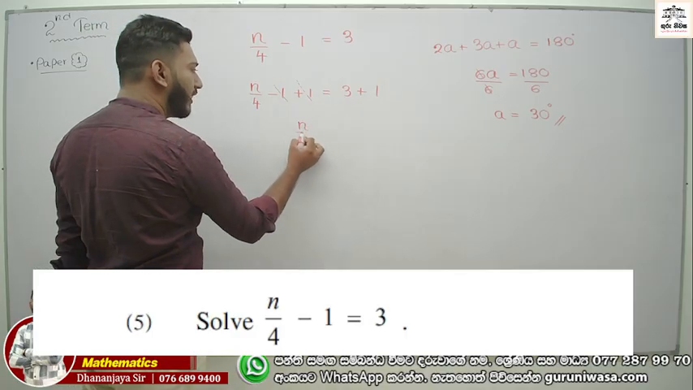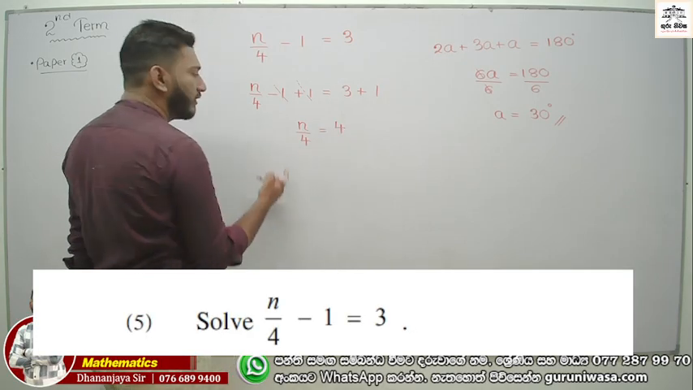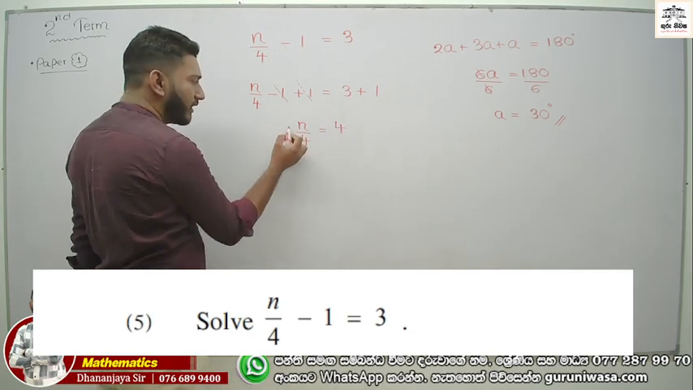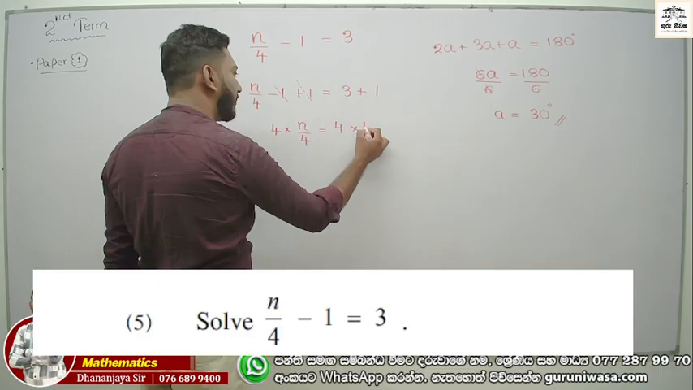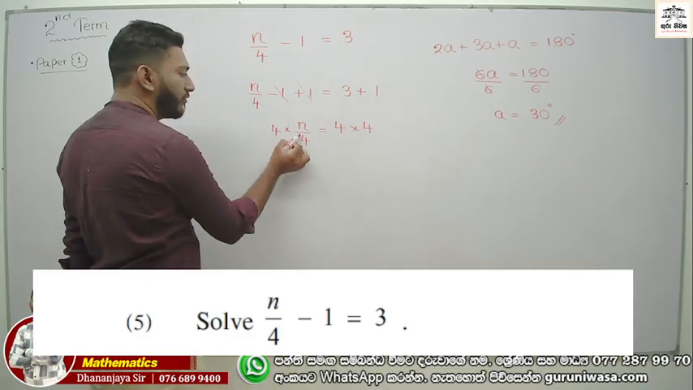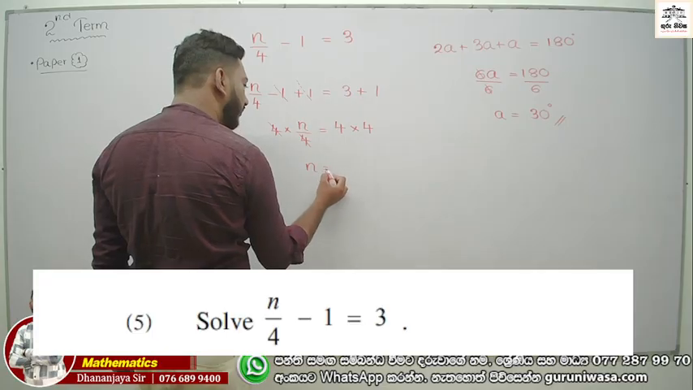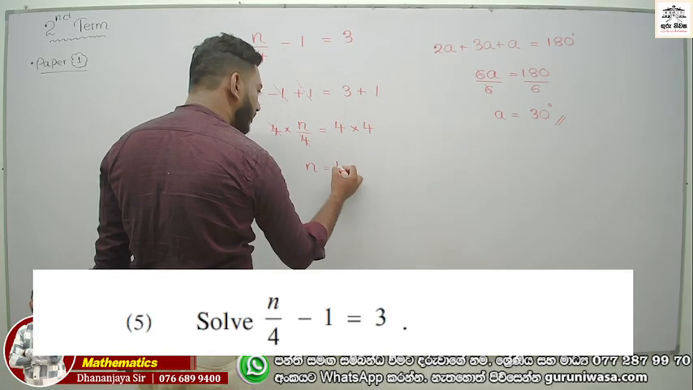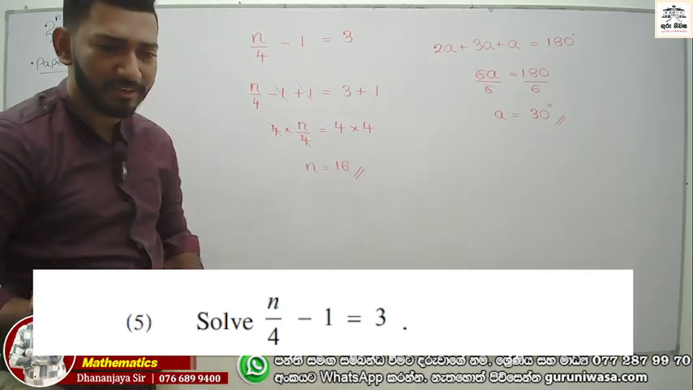Now n divided by 4 equals 4. Now this is n divided by 4. Then I am going to multiply both sides by 4. Now 4 and 4 eliminate. Finally, n equals 4 times 4. It should be 16. n equals 16. Well done.